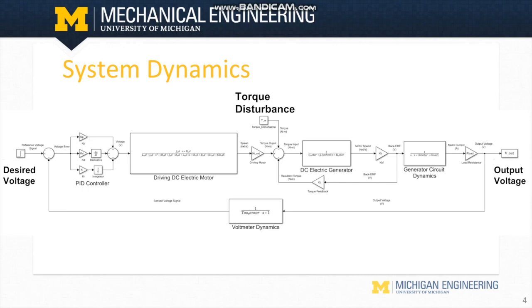So moving left to right, the PID controller is first, followed by the driving DC electric motor. We were initially considering a gasoline engine but replaced it with a DC electric motor as a simplification. Followed by that is the DC electric generator, which is the driven DC motor and has a feedback loop for torque, followed by the generator circuit dynamics, and then the voltmeter dynamics from the sensor feedback.